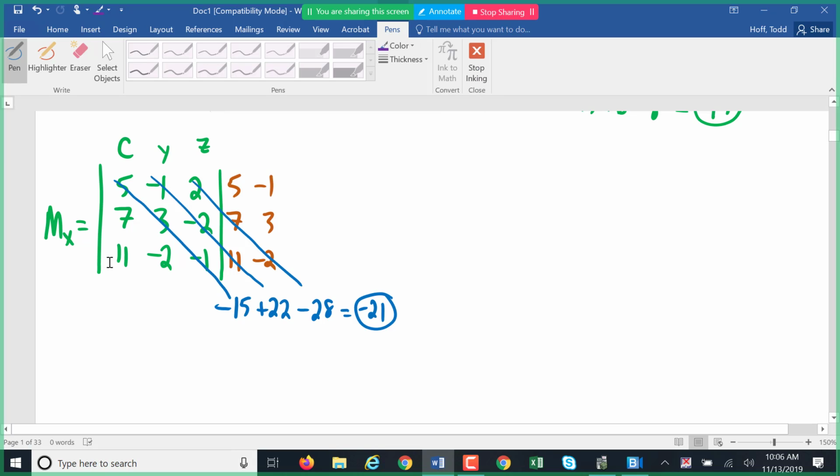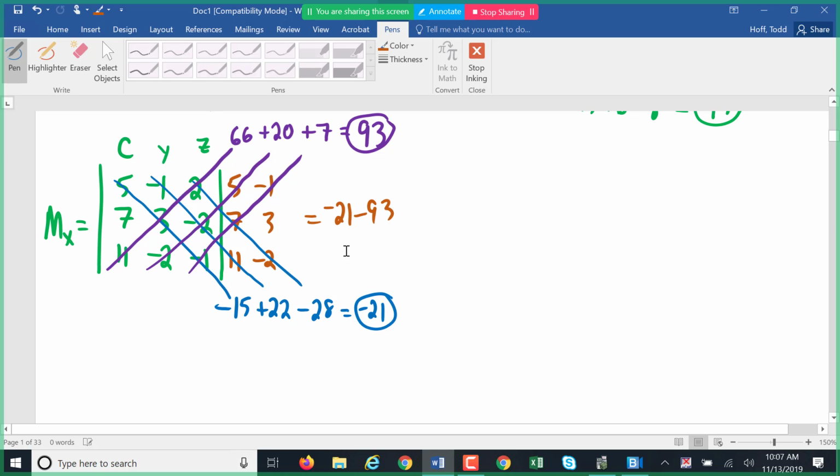My up diagonals. 11 times 3 times 2 is a 66. Negative 2 times 5 is a positive 20. Negative 1 times 7 times negative 1 is a positive 7. 66 plus 20 plus 7 is 93 for my up diagonal total. So our determinant, negative 21 minus 93, is a negative 114.